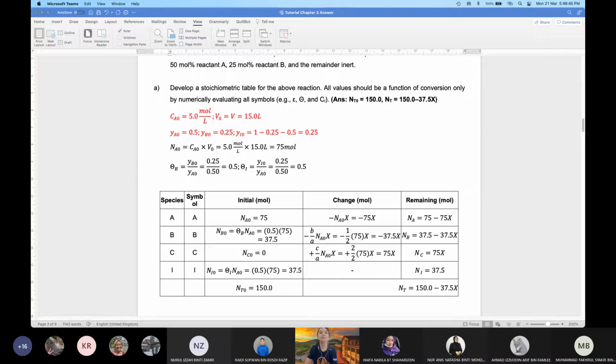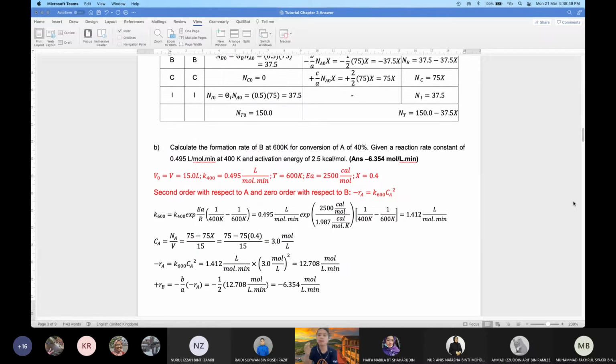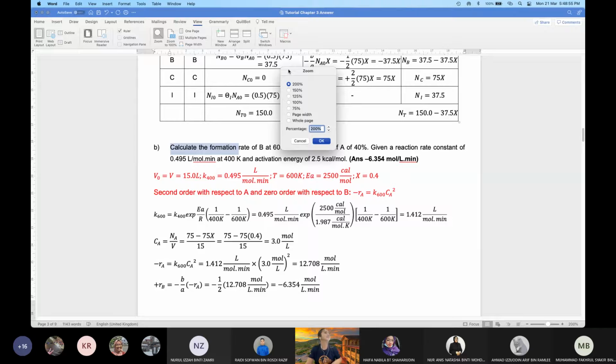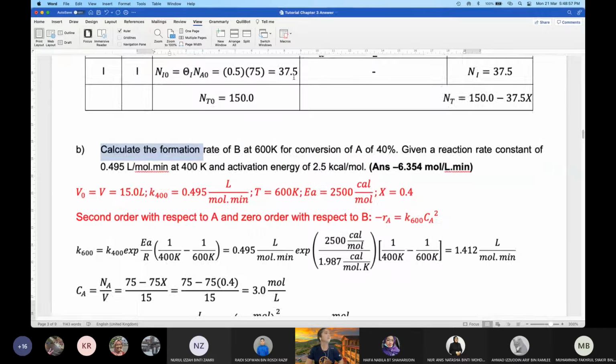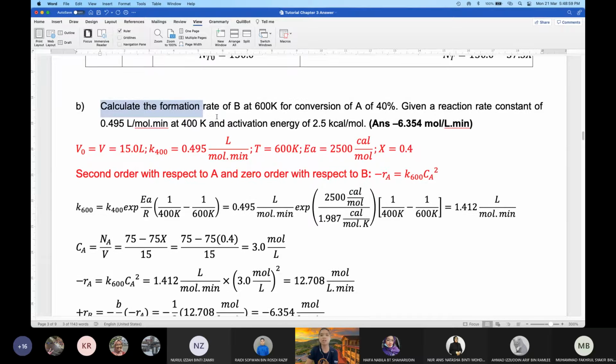Okay, so done for part A. So let's go to part B. So part B kamu tengok soalan dia dah panjang sikit. So the part B, this is calculate the formation. Sekejap, saya besarkan. Hold on. Calculate the formation rate of B at 600 Kelvin for conversion of A of 40%.